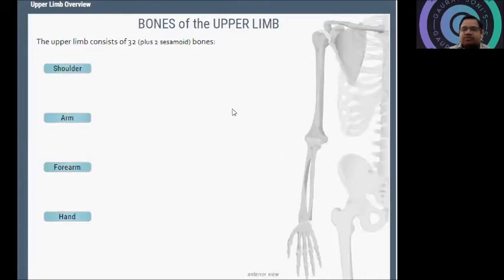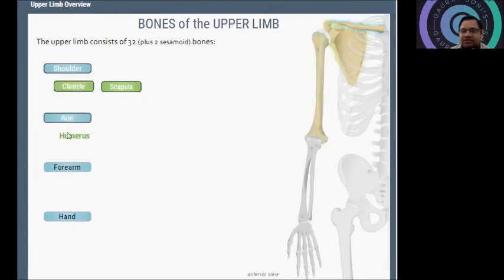So first of all, bones of the upper limb. The upper limb basically consists of 32 bones. Among them, two are the sesamoid bones. So you can see the shoulder, that is scapula and clavicle. They are going to form the shoulder. Scapula is this part which is blade shaped, a flat type of bone. The clavicle is key-like in shape. That's why the name clavicle is given. It joins to the sternum and to the acromion process of the scapula.